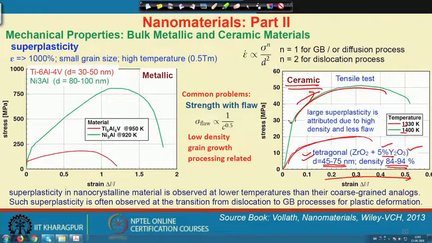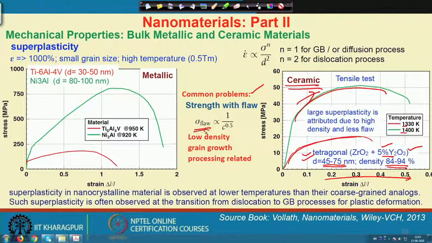So, that is basically the primary issue of getting plasticity or superplasticity in a nanostructured material. The common problem is the strength, whereas there is a flaw present that scales with c to the power 0.5. So, that is the flaw size. Also the appearance of low density, or let us say grain growth and processing related issues.